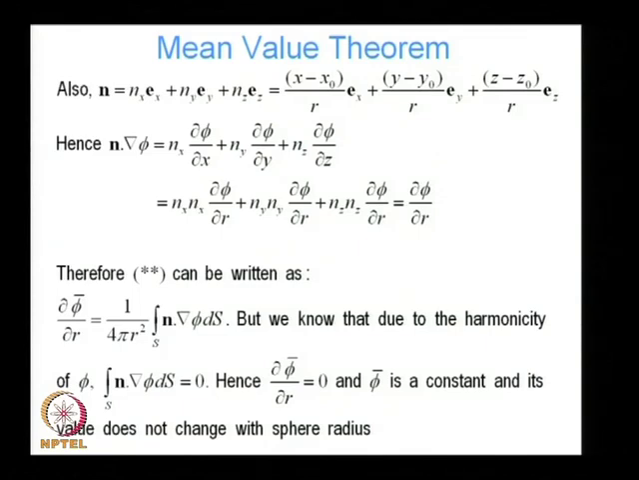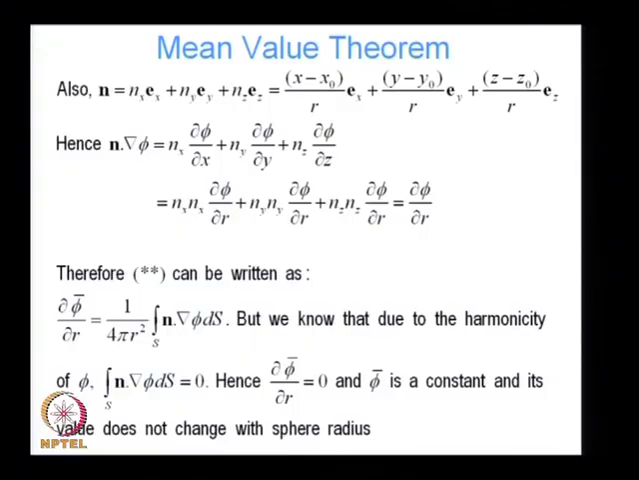So, I am taking a radius, I want to evaluate the function at a certain point. I am evaluating the function on the surface of the sphere and dividing it by the area of the sphere. What I have shown here is that irrespective of the size of the sphere, whether the sphere is of infinite size or finite size, it does not matter, phi bar is always going to be the same.